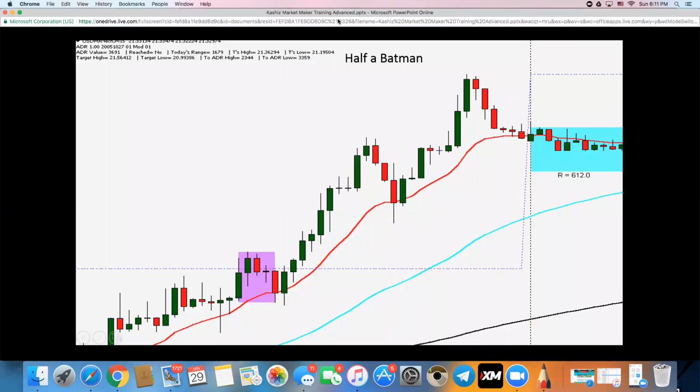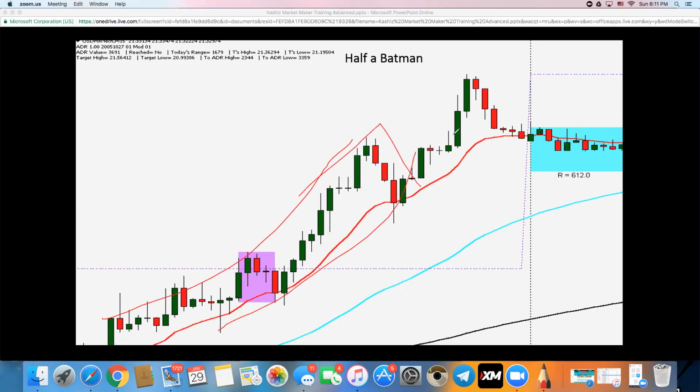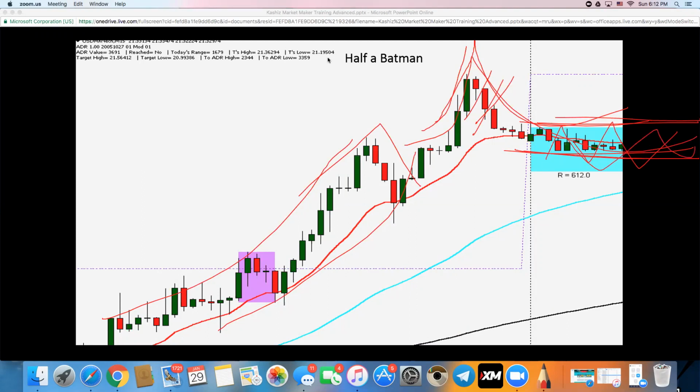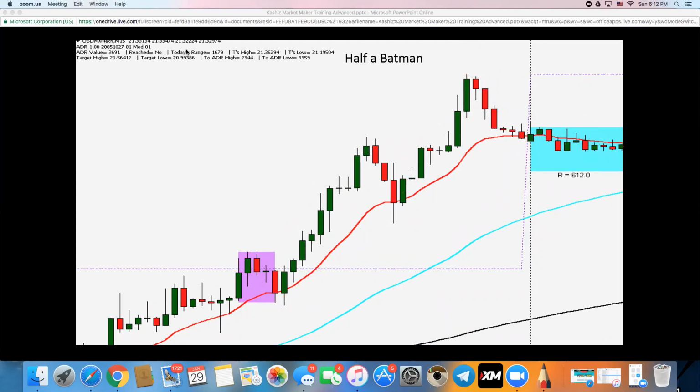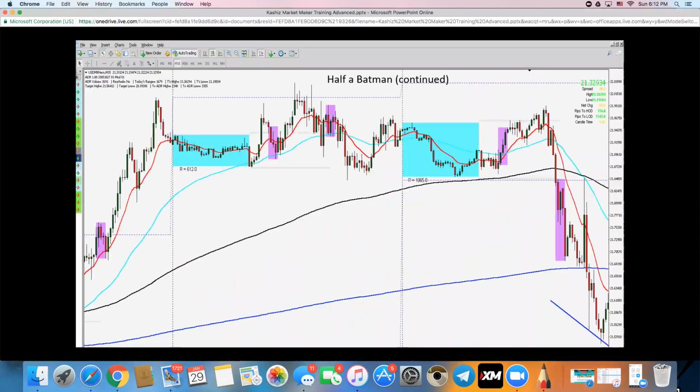So I showed this whole thing to show you that this was an uptrend. And then finally, right before the beginning of Asia, they come and do this half of Batman like this. Trap before Asia, and then they come in here and consolidate. This is the half of Batman structure right here.